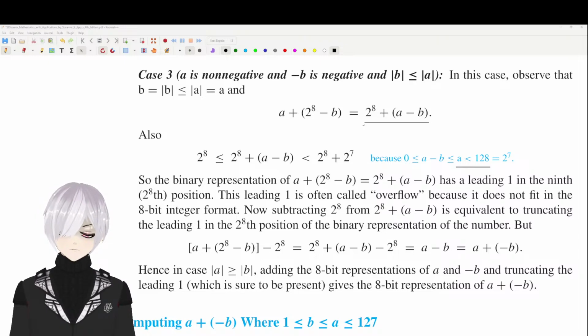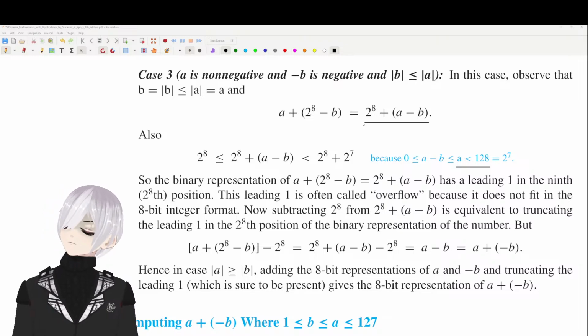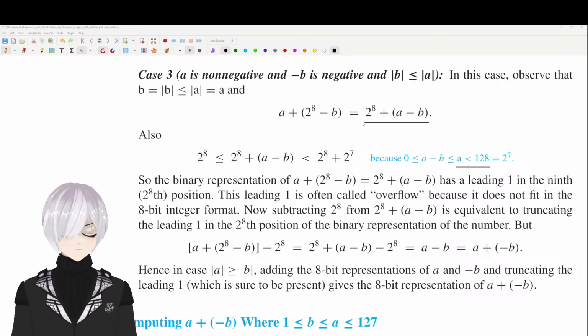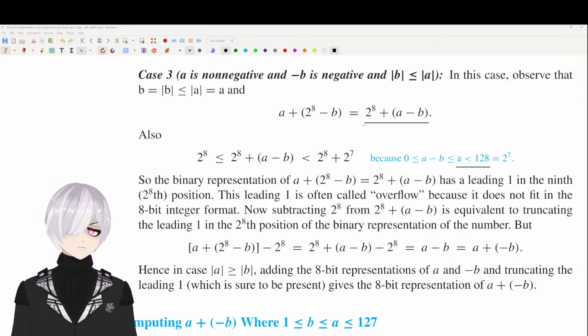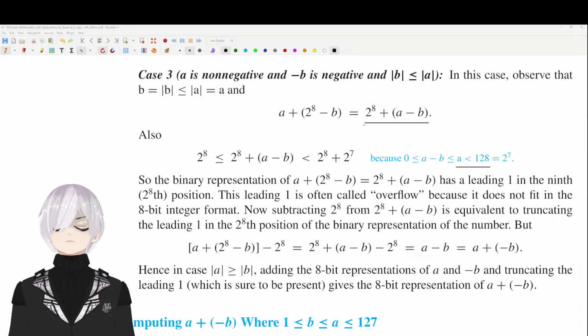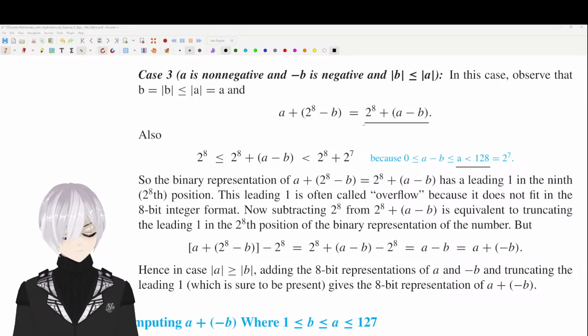So they showed that a plus 2 to the eighth minus b would have a leading 1 in the 2 to the eighth position. It would have overflow. The procedure says that after calculating that sum, you truncate the 1 in the 2 to the eighth position. So a plus negative b is calculated as a plus 2 to the eighth minus b, then you truncate the leading 1, minus 2 to the eighth. Because truncating the overflow 1 there, in the 2 to the eighth position, getting rid of that leading 1 is the same as subtracting 2 to the eighth.